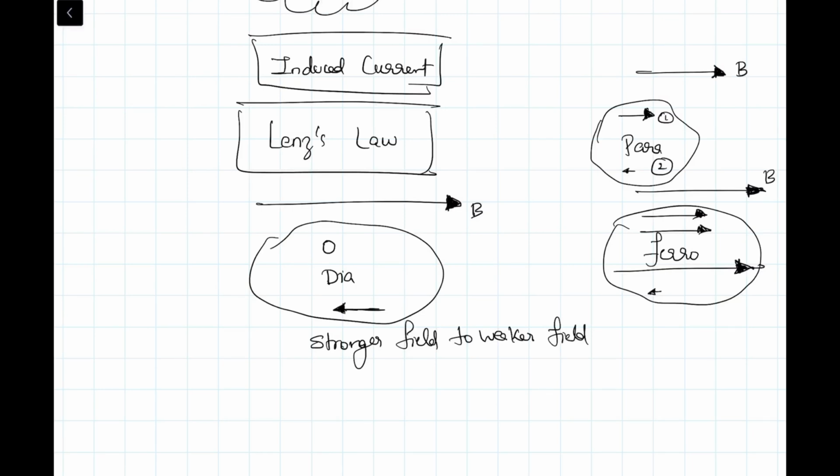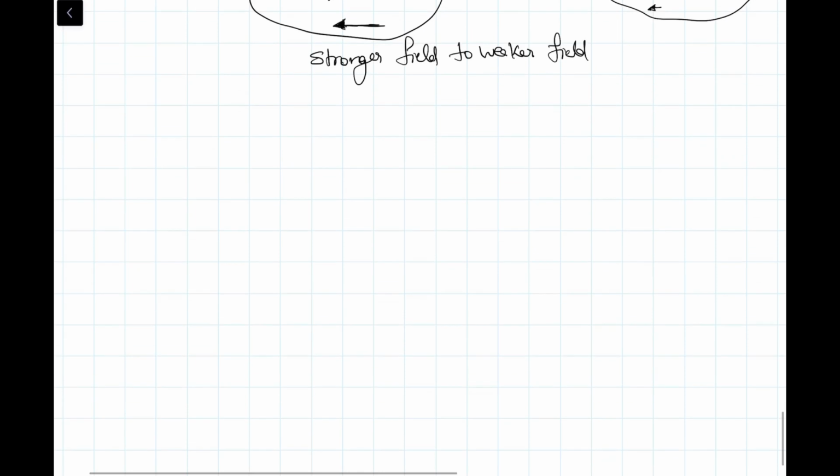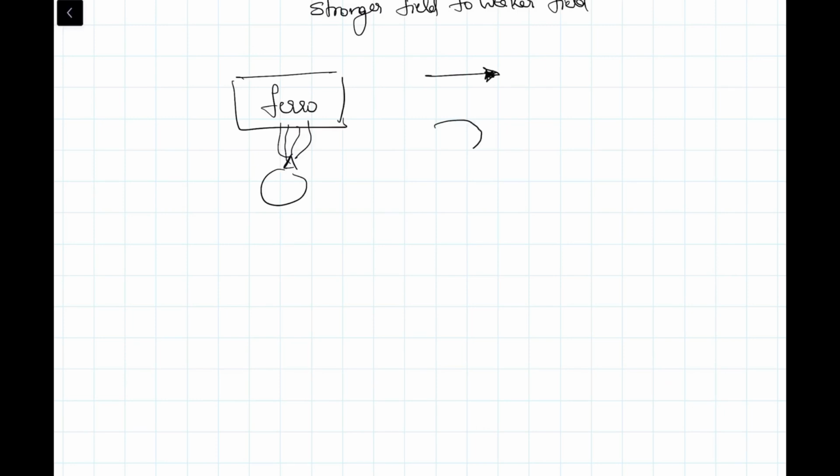Okay, so now we understood ferro, para and dia. Now let's heat up the ferromagnetic material. So take a ferromagnetic material and apply some heat. What's going to happen is that its domain structure is going to be destroyed. It will curl up, and imagine the domain structure is like this, it will become closed loop chains, and thus it will lose its free pole nature.